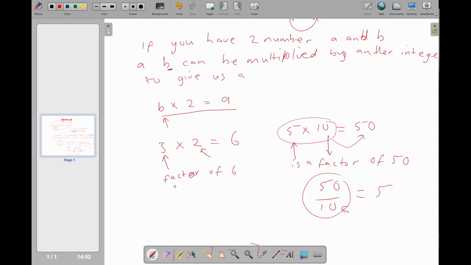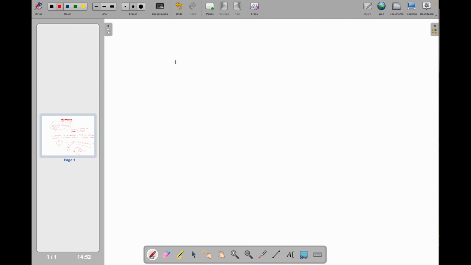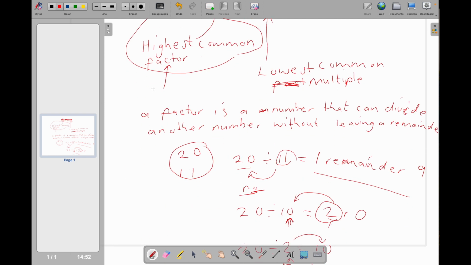okay, my page is full. Let me come up here. Okay, so when we talk about factors, highest common factor, now we will come, okay, let me go down here.